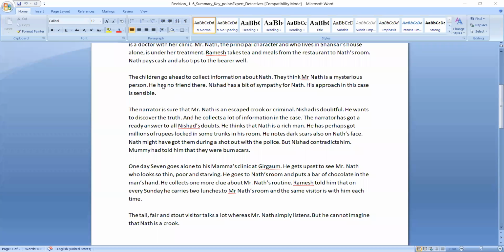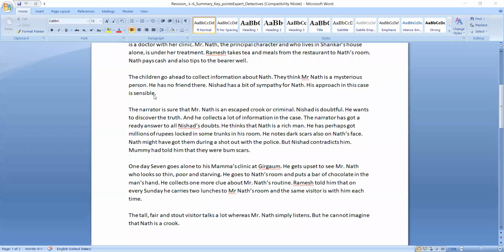Then the children go ahead to collect information about Mr. Nath. Now they wanted to know more about him. They think Mr. Nath is a mysterious person. He has no friend there. Nishad has a bit of sympathy for Nath. His approach in this case is sensible.